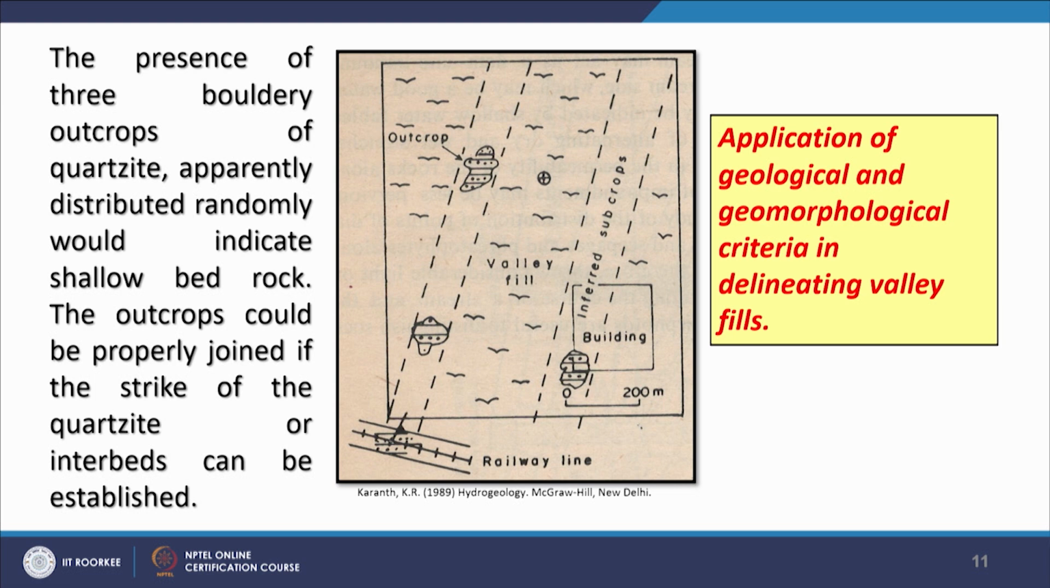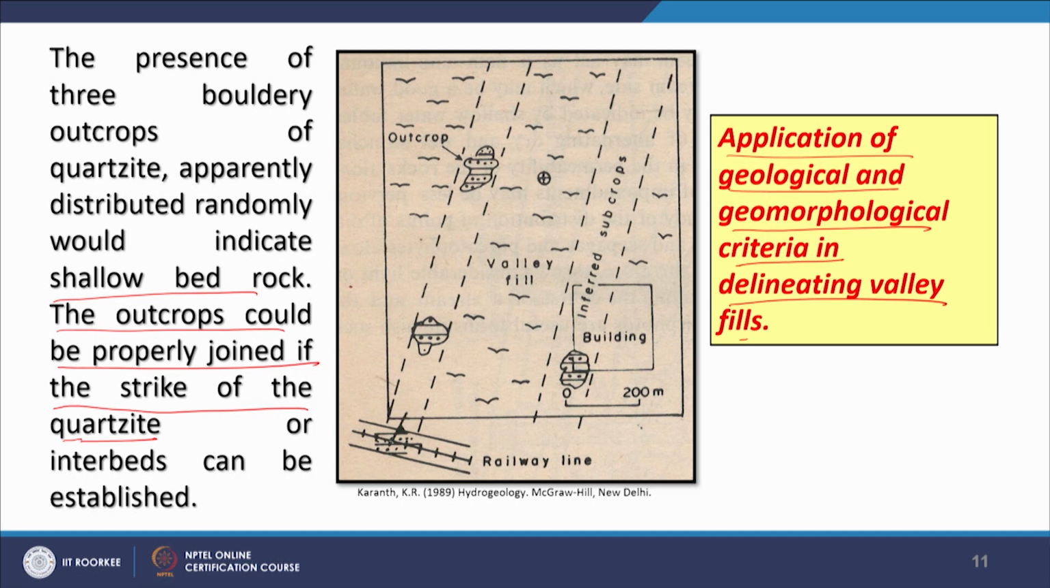Here in this you have three boundary outcrops of quartzite which are apparently distributed, indicating shallow bedrock. Outcrops should be properly joined, and the strike of the quartzite or interbeds can be established here. So what we are doing is applying geological and geomorphological criteria in delineating valley fills. Alluvial valley fills are very useful from the groundwater point of view. So if alluvial valley fills are there in an area, there are more chances that one will get water there.